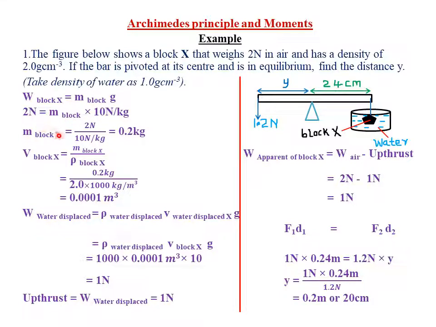Therefore, the mass of block X will be given by the weight, which is 2 Newton, divided by the gravity, which is 10 Newton per kilogram, which gives us the mass of block X as 0.2 kg. Now that we have the mass of block X, we can easily find the volume of block X, because we know that volume is equal to mass over density. Therefore, the volume of block X will be equal to the mass of block X divided by the density of block X. So the mass of block X is 0.2 kg divided by the density of block X.